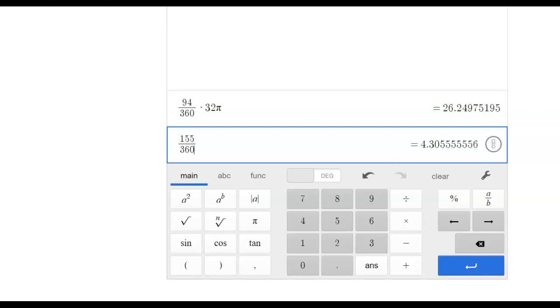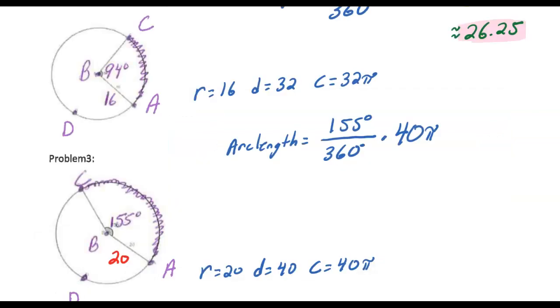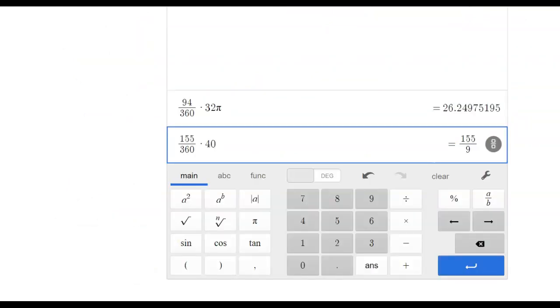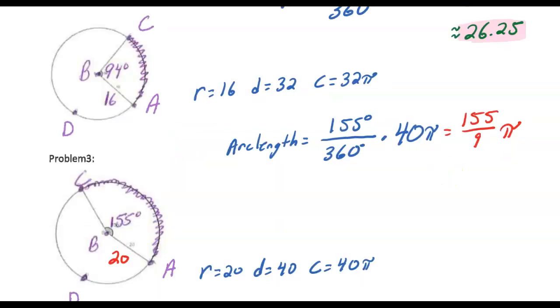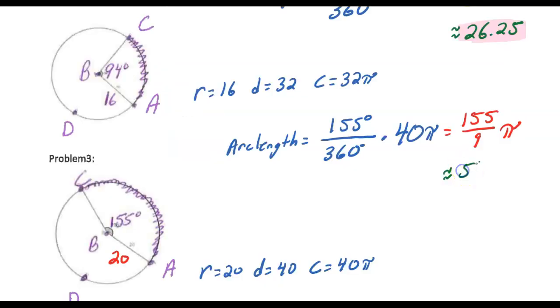155 divided by 360 times 40. Again, notice we get a decimal, I'm going to hit the fraction button. So on the SAT, you will see 155 over 9 pi. So the SAT answer, 155 over 9 pi. And then to get the decimal, I'm going to multiply that by pi, so 54.11. So this is approximately 54.11. So that is the length of the purple arc.